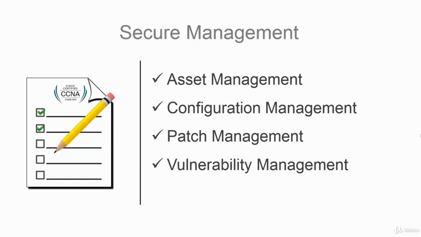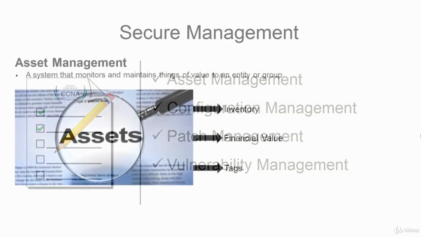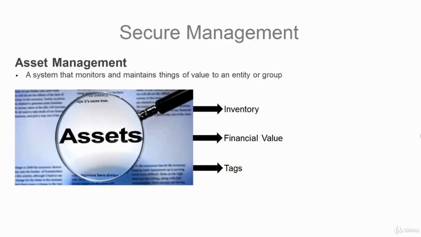A level of management needs to be enforced in any network environment to maintain security and organization. Assets are things of value to an organization such as computers. Some common asset management documentation includes things like asset inventory, ownership, classification, and labeling.